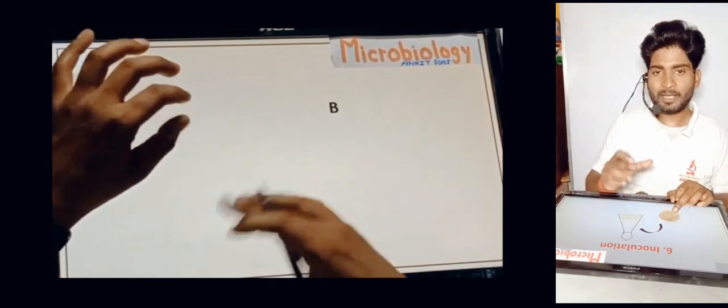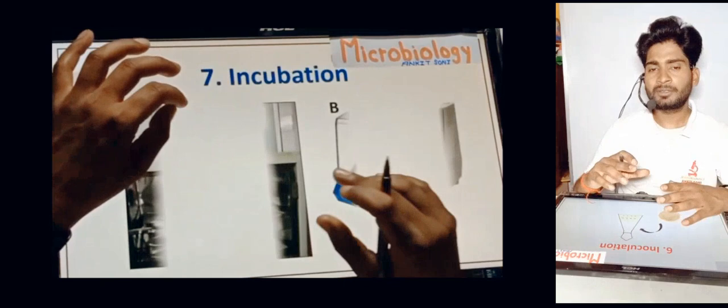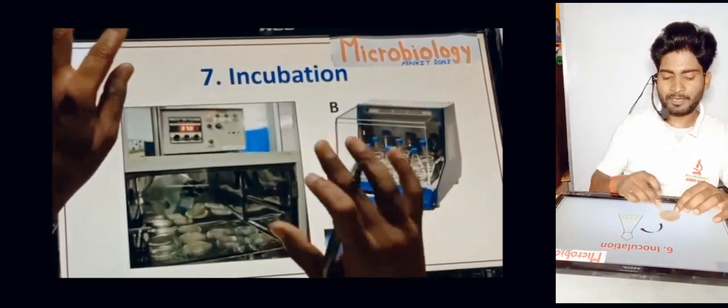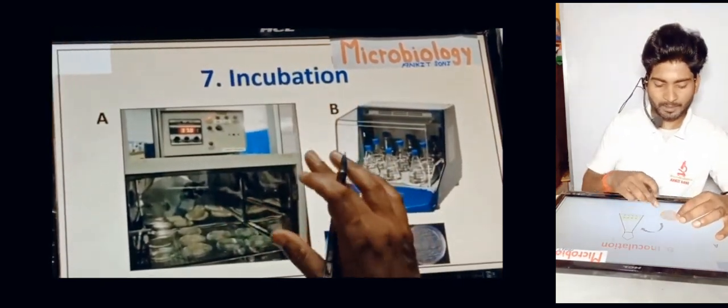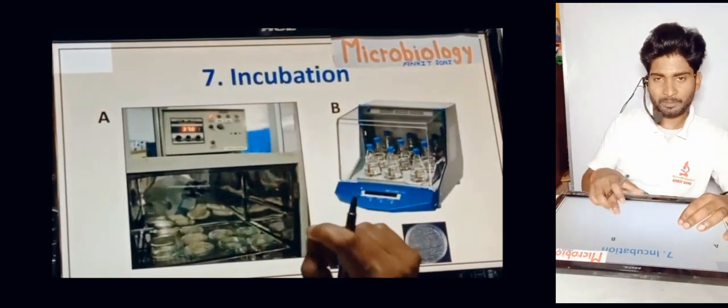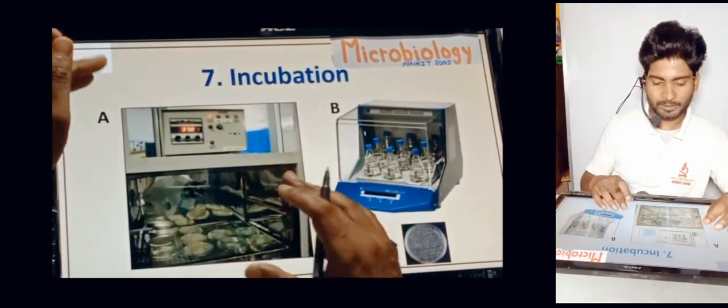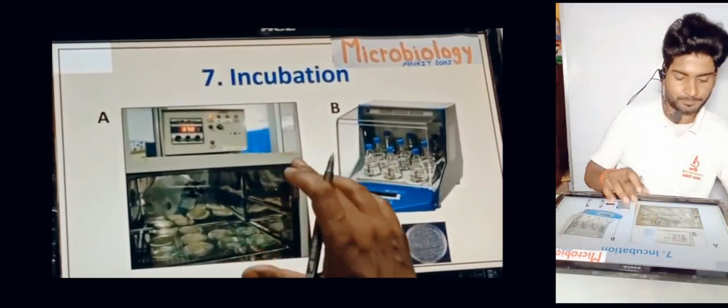In the same way, when I take a stock culture and revive it, I transfer it into the broth. That is also called inoculation.